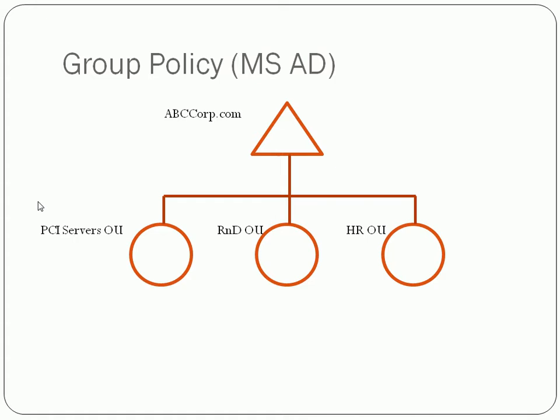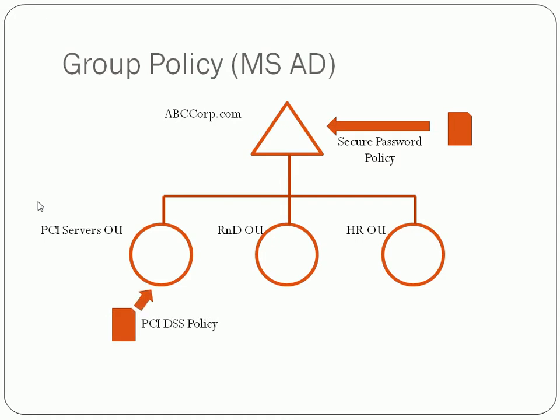But some of our security policies would apply to the entire organization. So if you create a security policy, for example, a secure password policy, you know that everyone in the organization should have a secure password. So you might create a password policy in Active Directory using group policy, and that could apply to the abccorp.com domain. But then each one of these organizational units could have its own group policy that applies at its own level. So the PCI servers could have a PCI DSS policy that's applied in their group. The research and development could have its own policy in their group. There could be a HIPAA policy that you apply to the HR group, and so forth and so on.